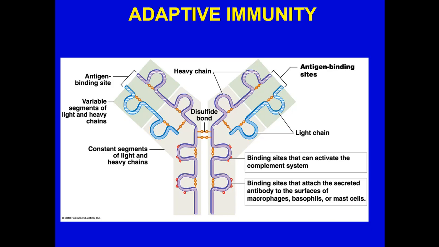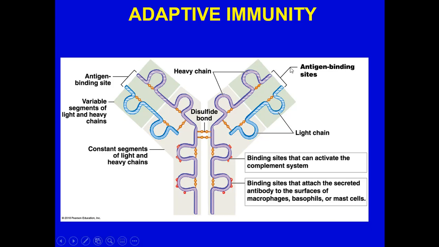Okay, so you'll get certain chains that have loops in them, and they will have disulfide bonds, but that's not really the key point here. The constant region here is constant, doesn't change genetically, because it contains binding sites that can activate the complement system. It contains binding sites that attach the secreted antibody to the surfaces of macrophages, basophils, and mast cells. Now, as I said, the variable region here is the one that's going to attach to a specific antigen.